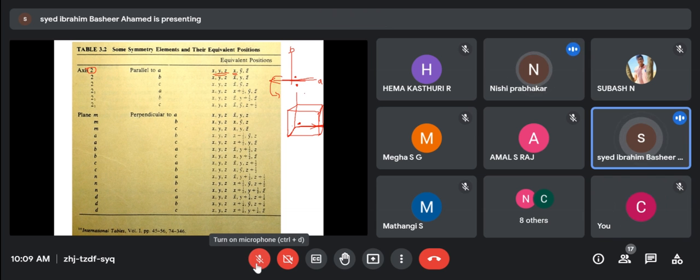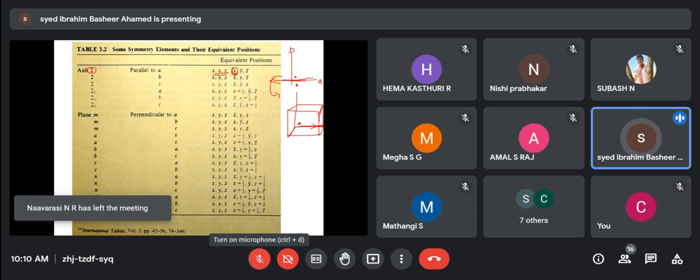The coordinate will be changing only with respect to B and C axis, because you are rotating along A axis only. You are not rotating along B axis or other axes. Okay, so only with respect to A axis you are rotating, so the sign for the A axis, X, will not change. So you will have X, Y bar, Z bar.